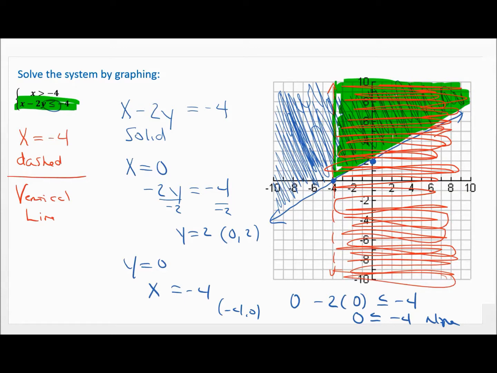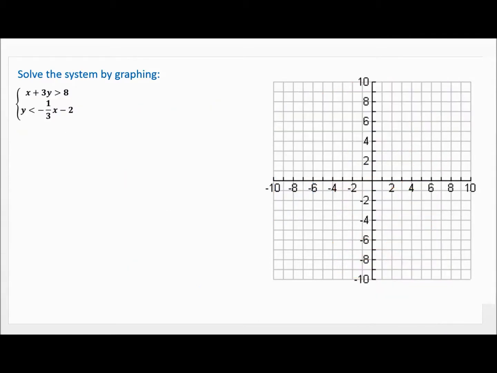Okay, are you getting the hang of it? Let's do 2 more problems. Okay, so we have a system because we have 2 inequalities. They're inequalities because we have a greater than and a less than, and they're linear because all the variables are raised to the first power. So we know we have straight lines, nothing to worry about there. So I start with x plus 3y. I'm going to change that to an equal, but I'm going to remind myself that that is a dashed line because of the greater than, no equal to there.